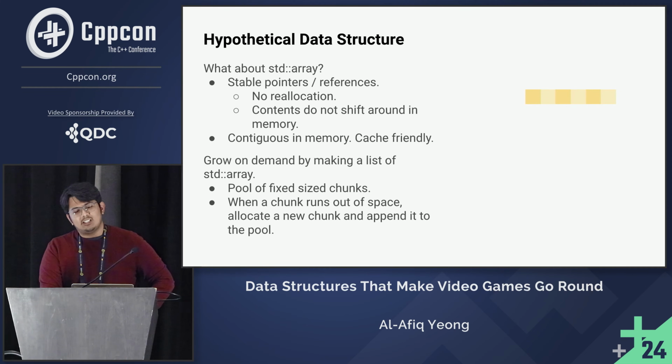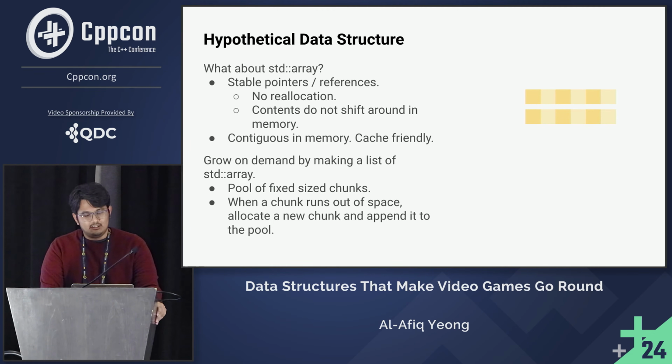So this is where std::array comes in, right? You get all the benefits of std::vector, except the only downside is that you can't grow its size or capacity. So what happens if the std::array runs out of space? Well, simply allocate a new std::array and put it in there.